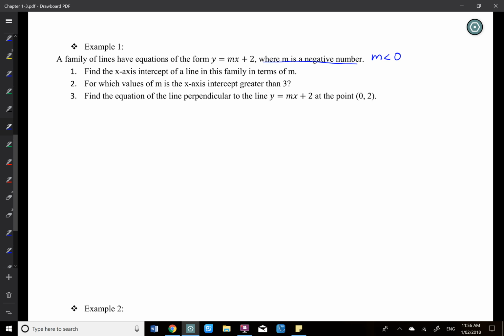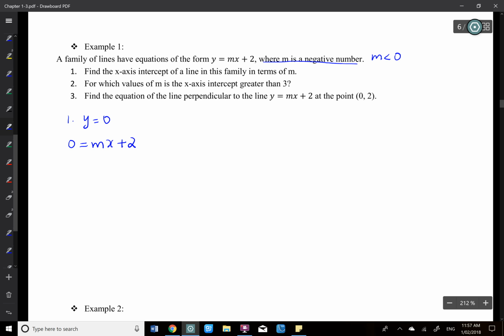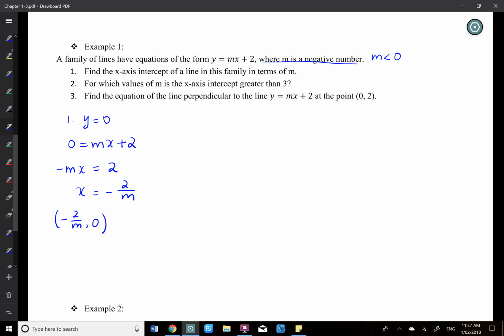1, find the x-axis intercept of a line in this family in terms of m. This is easy. If asked to find the x-intercept, the first step must be to make y equal to 0. So if y equals 0, 0 equals mx plus 2. You need to solve for x. So minus mx equals 2, x equals minus 2 over m. So (minus 2 over m, 0) will be the x-intercept. That one is easy. To find the x-intercept, make y equal to 0, sub into the equation and solve for x. So you will have x equals minus 2 over m. I think most of you have no problem with that.